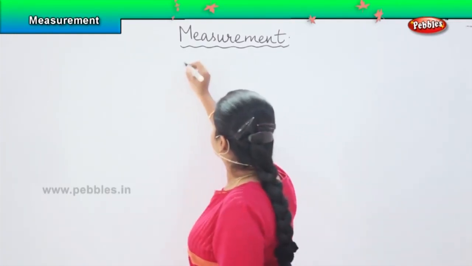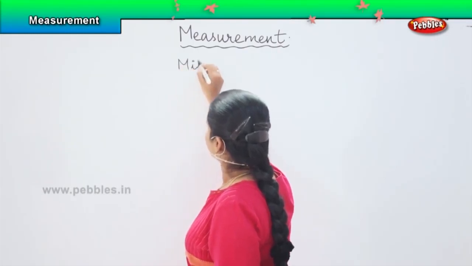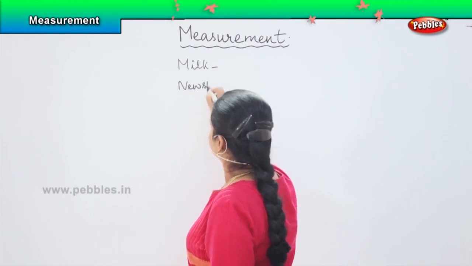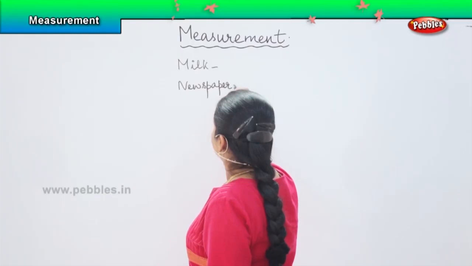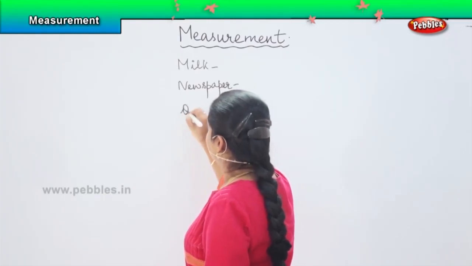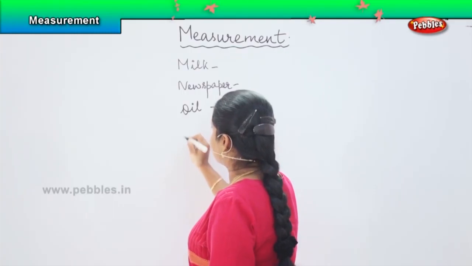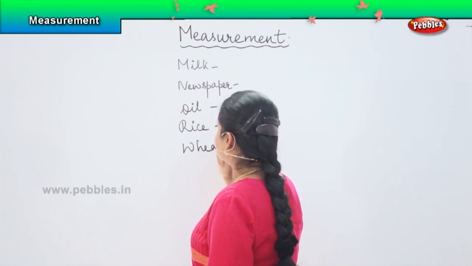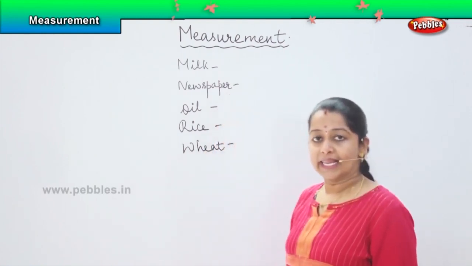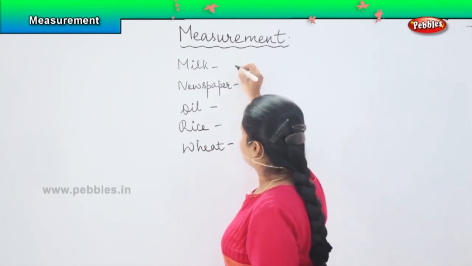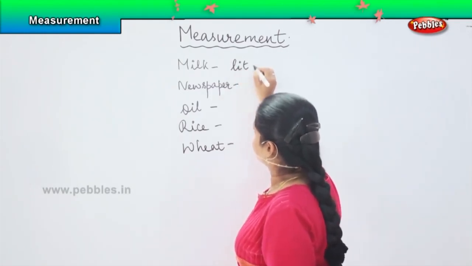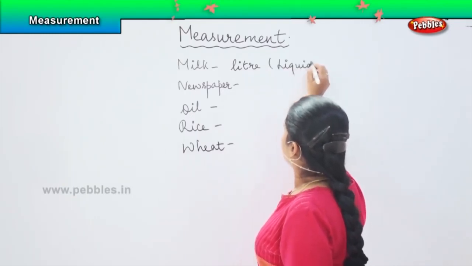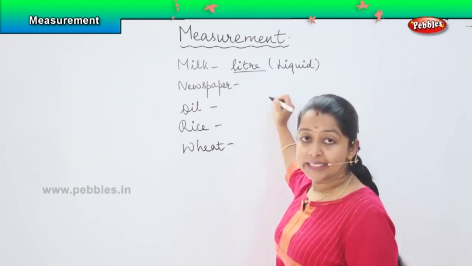Say if it is milk, or say it is newspaper, then say it is your oil, say it is your rice, wheat. So all these items we use in our day-to-day life, right? For milk we usually measure it in terms of liter. Why? Because it is in liquid state, right? So we will be measuring milk in terms of liter.